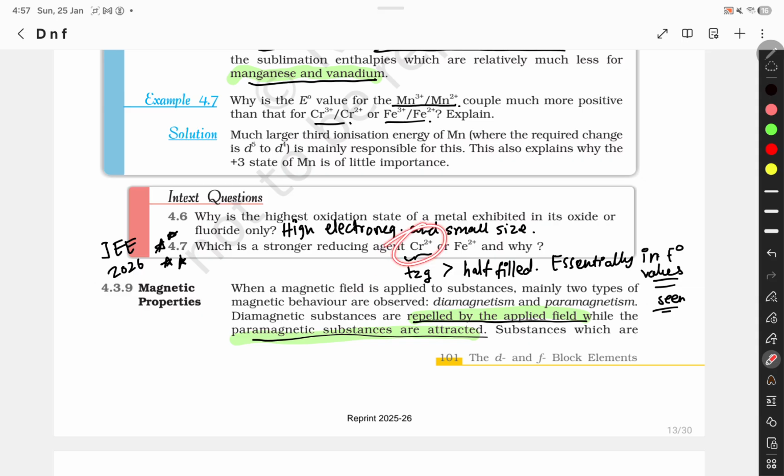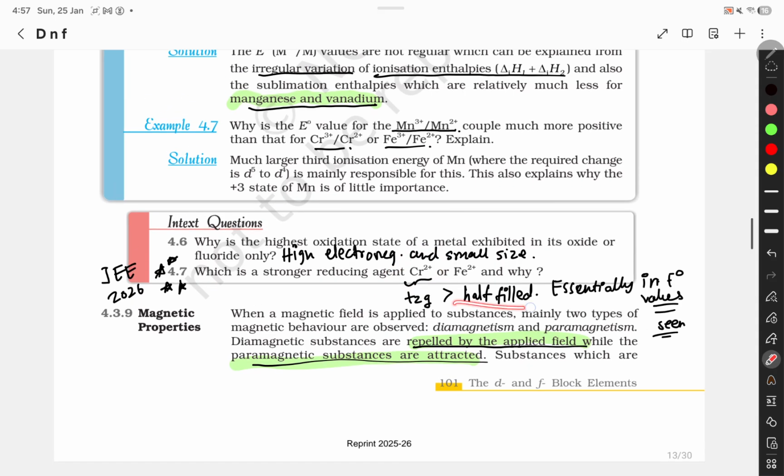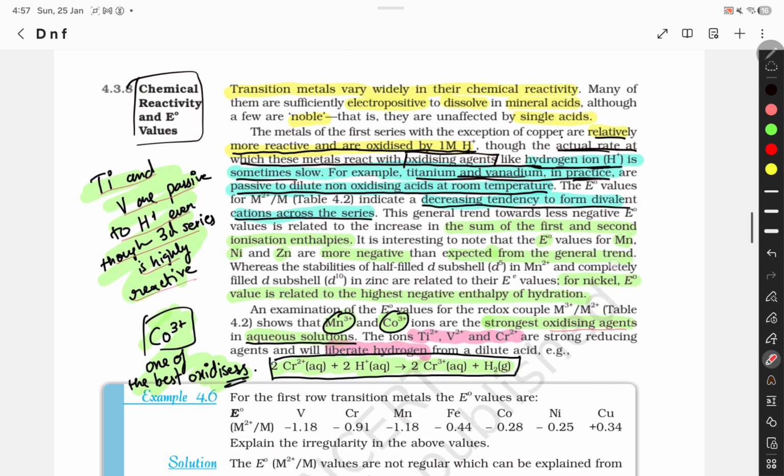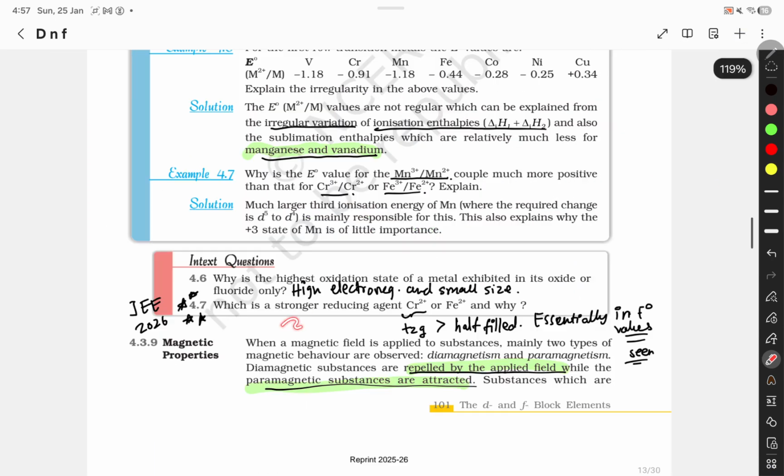Now, which is more stable? Cr2+ is better because you're getting a t2g that is half filled. In E° values, it is mostly seen. So, one more time, Cr2+ is a stronger reducing agent than Fe2+. The t2g stability is more than half filled.